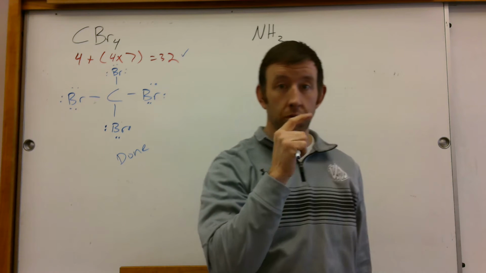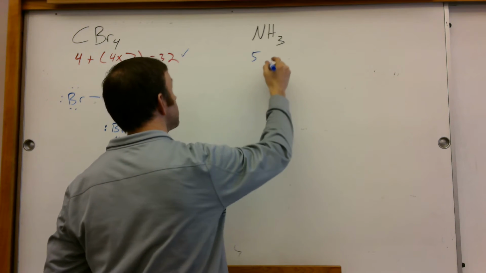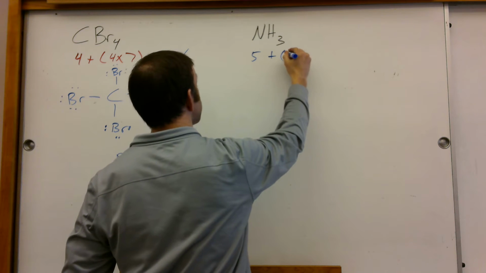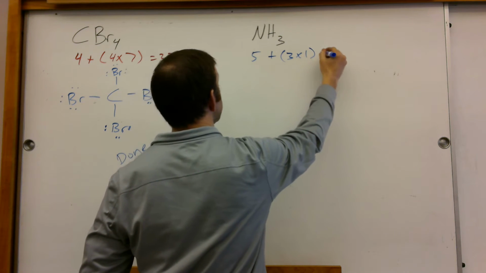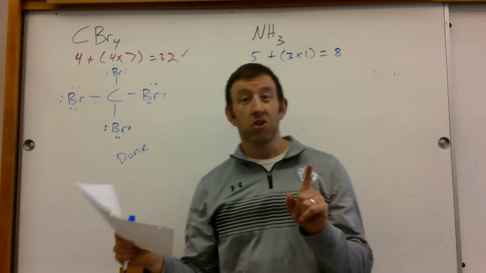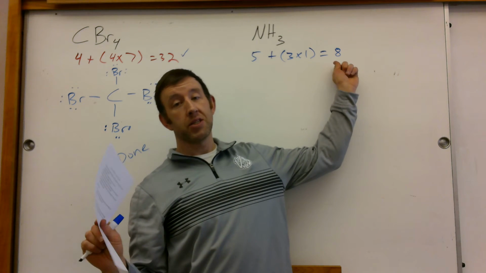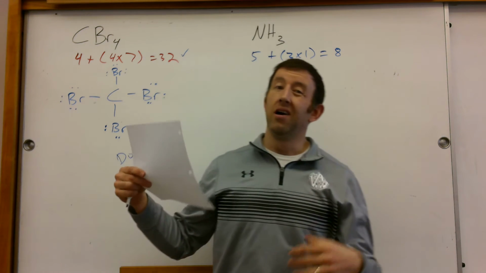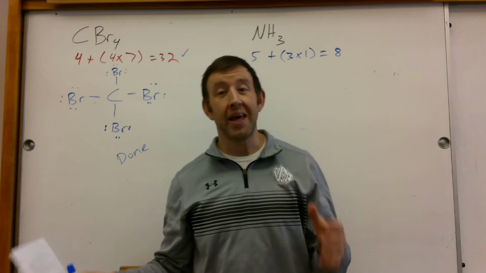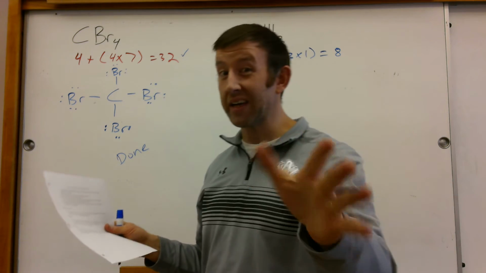Okay, we're going to do this one similarly. With ammonia, nitrogen has 5 valence electrons, and I got 3 hydrogens at 1 valence electron each. That gives me 8. Now, you heard me in class say that whenever this is a multiple of 8, you don't put dots on the central atom, right? Hydrogen is our oddball. Can't put any dots on hydrogen. So, slight caveat to that rule.